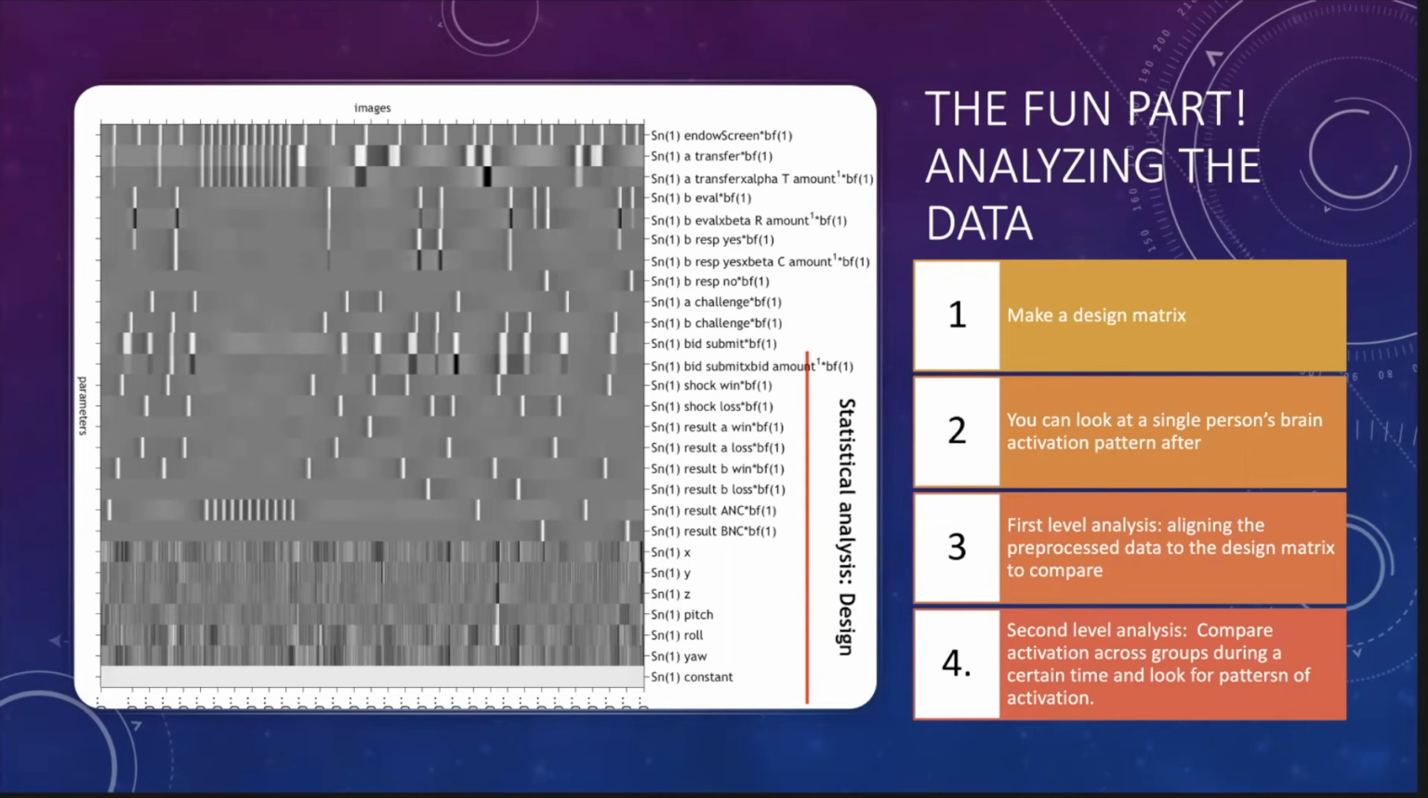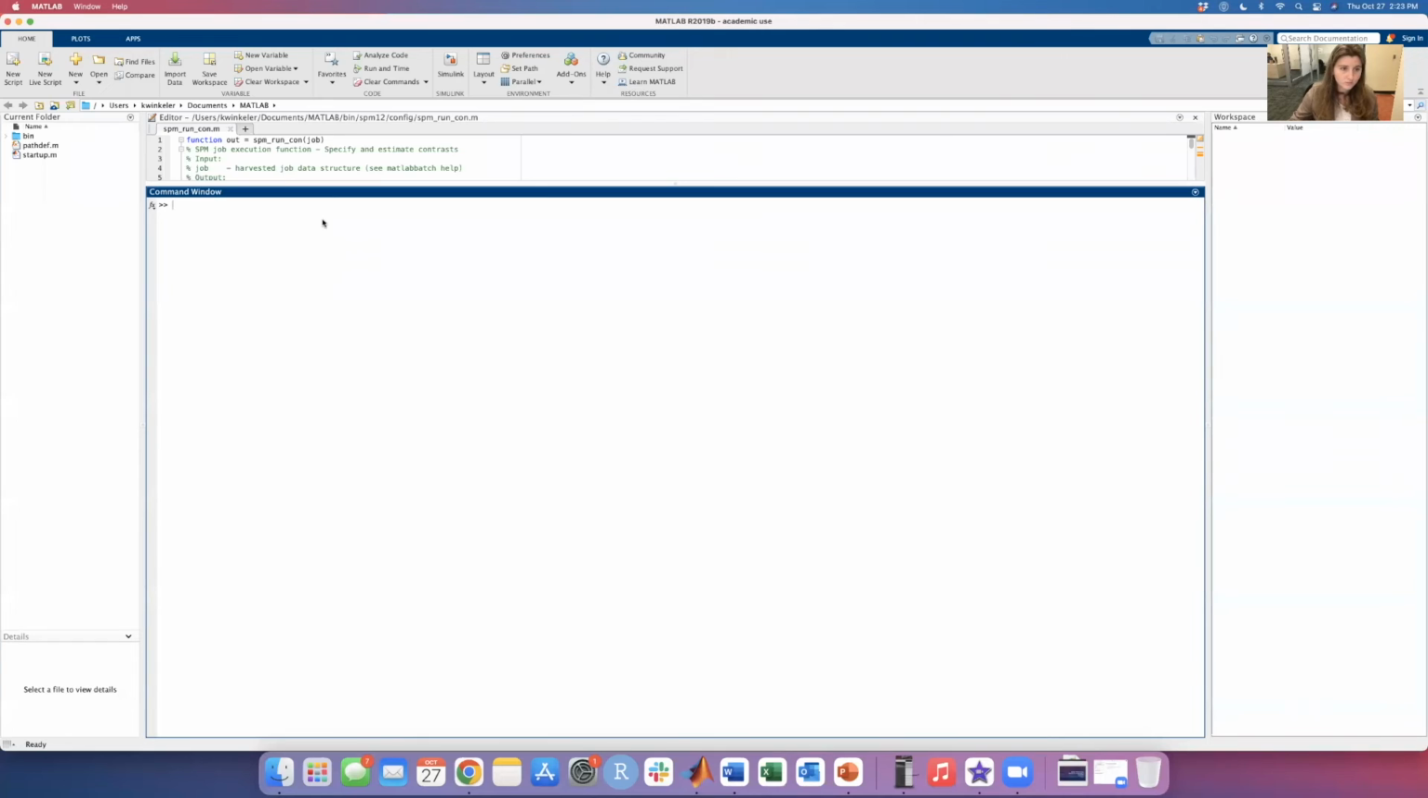So once you have your design matrix, you run some statistical models in the brain and look at an individual person's brain, like what changes happened at different times. In the first level analysis, you're aligning the pre-processed data to the design matrix to compare. And then in the second level analysis, you're comparing across people. So you might have a bunch of different people playing the trust task for a period of time, and you can look at what all of their brains did whenever they saw a trustee response.